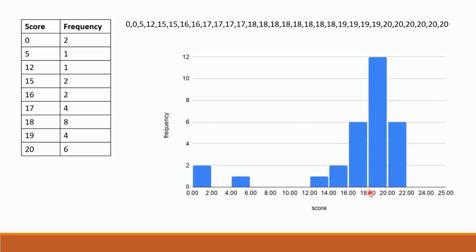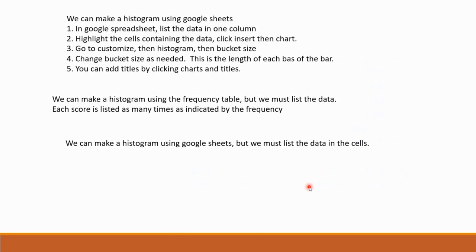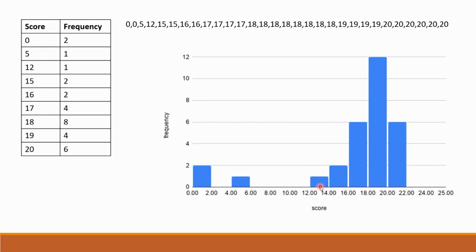Now let's see. I don't have time really to make it. What I would have to do is type all this into one column. And when I said bucket size before, I think some call it bin size. That's basically the width of each of these intervals.